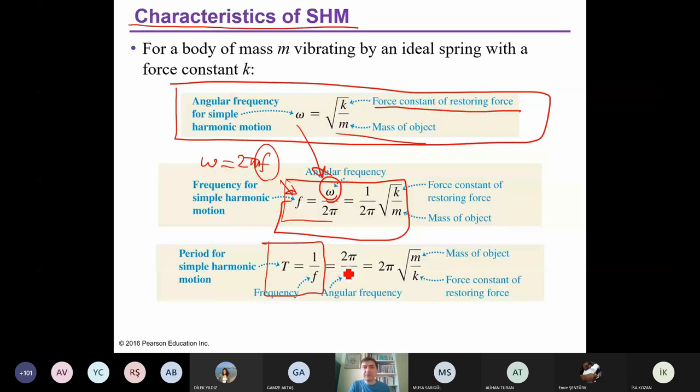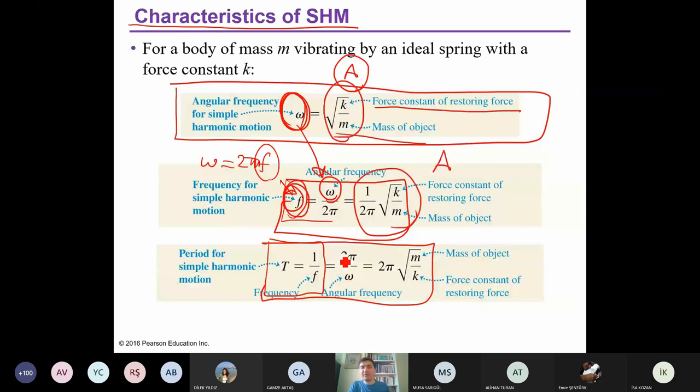So what do you see here? This angular frequency is independent of the amplitude. We don't have any amplitude in the equation of angular frequency. Look at the frequency. Within the frequency, we don't have amplitude. It is independent of the amplitude. Look at the period. It is also independent of the amplitude. Amplitude is not included within these equations.